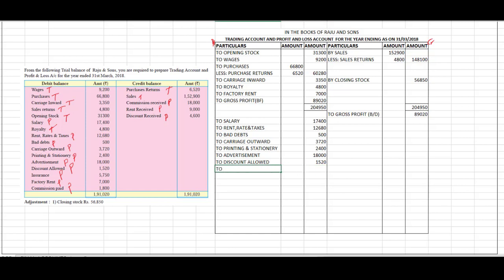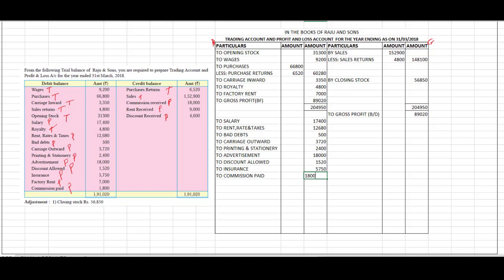And next we have insurance. It's an indirect expenditure, so under the profit and loss account, insurance is amounted to rupees 5,750. And next we have commission paid, that is amounted to rupees 1,800. So these are all the debit balances of the profit and loss account.